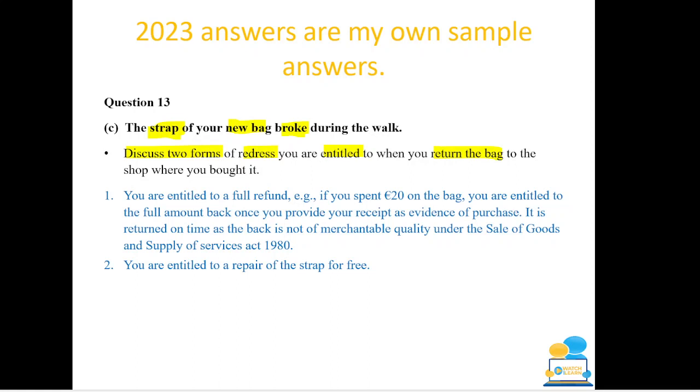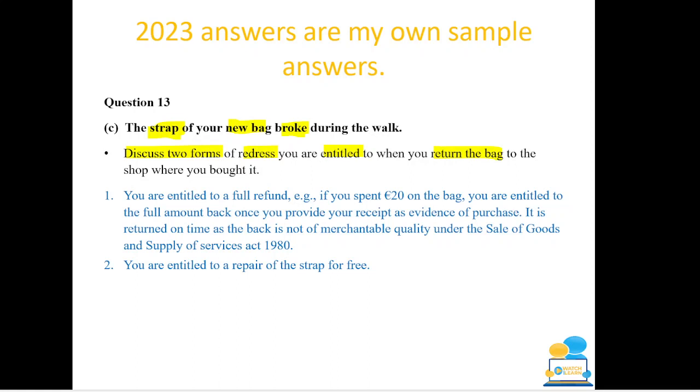So question 13, the strap of a new bag broke during a walk. So I've highlighted strap, new bag, broke. Okay, so I know that it's fallen off. Discuss 2 forms of redress you were entitled to when returning the bag to the shop you bought it. So I'm highlighting discuss because I know that this is going to be more detailed. I'm going to have to state a redress. I'm going to have to explain it and give an example.